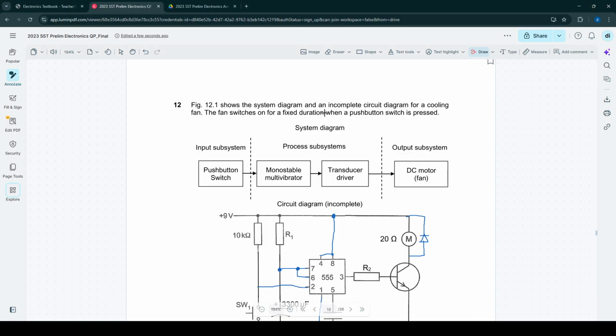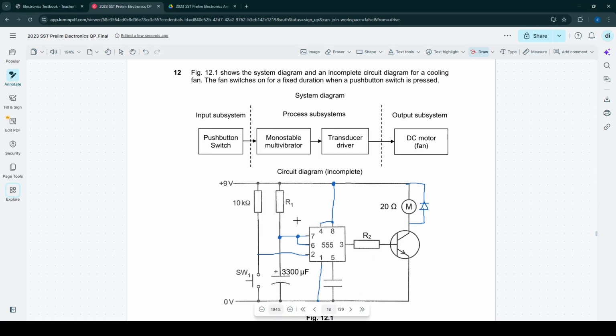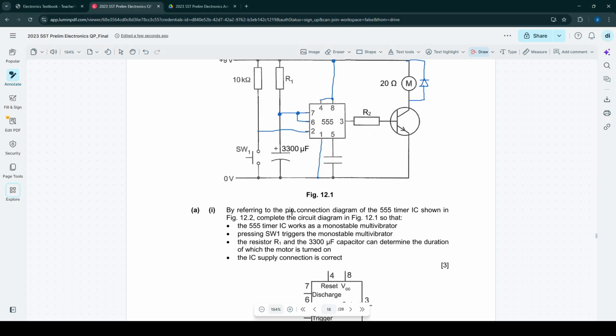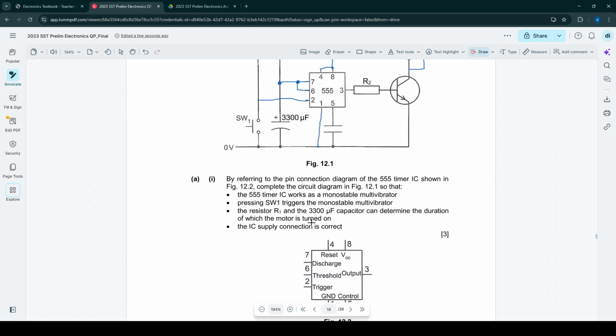Shows a system diagram for a cooling fan. 555 timer. By referring to the pin connection diagram of the 555 timer IC, which is here, complete the diagram.